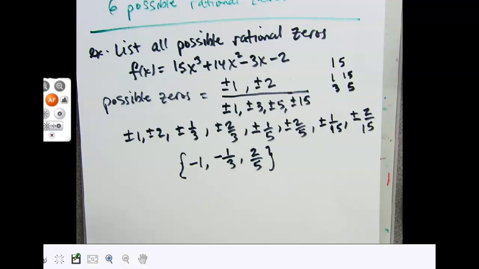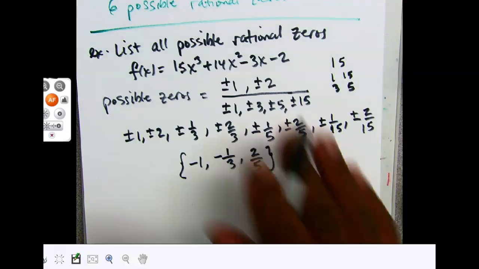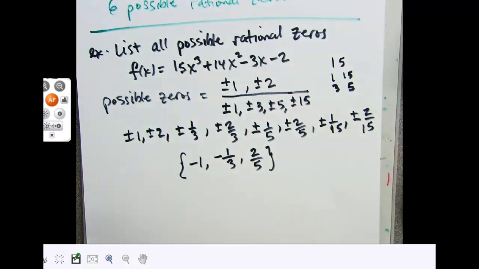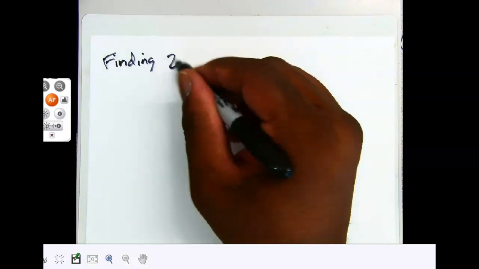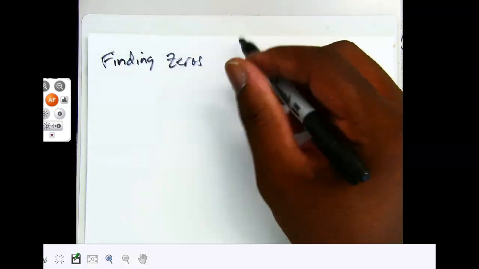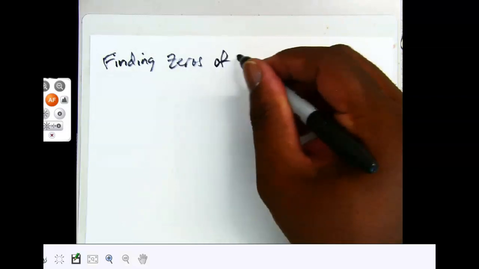So now let's go ahead and find the zeros. So now we're going to use this information of possible zeros to actually find some zeros. So finding zeros of a polynomial function.